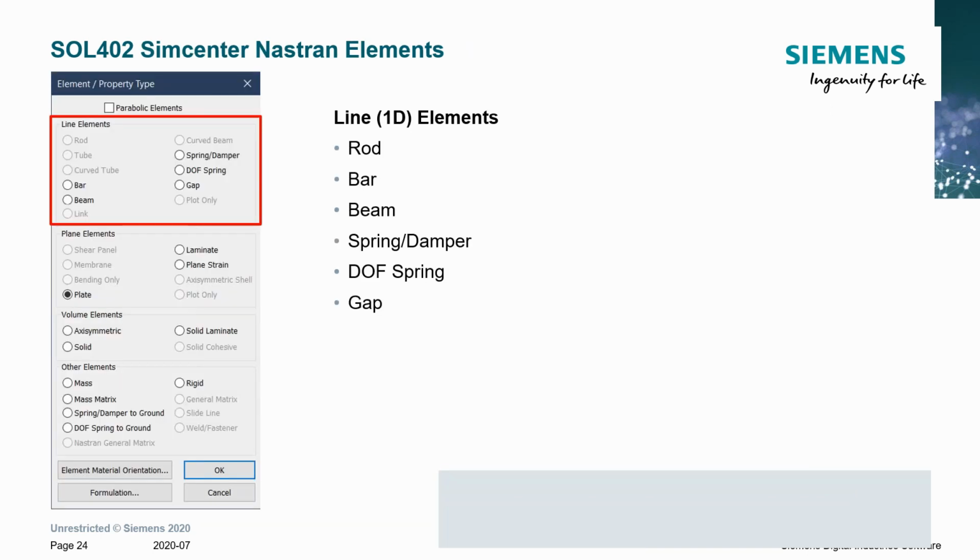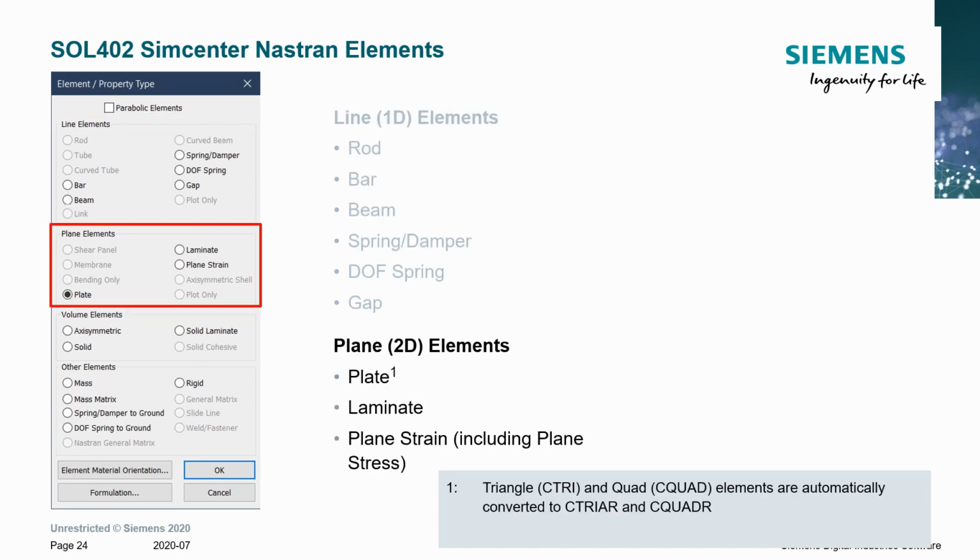Okay, 1D elements, we support the same 1D elements as 401: the rod, bar, beam, spring, damper, and DOF spring, but in addition, we also support the gap element in 402. For plate elements, there's the plate, laminate, and plane strain. Now note on the plate elements, the triangle and the quad elements are automatically converted by Nastran to the CTRIAR and the CQUADR elements.